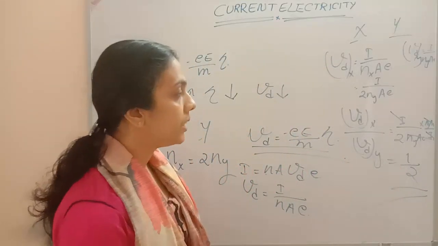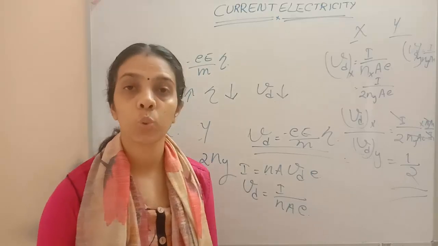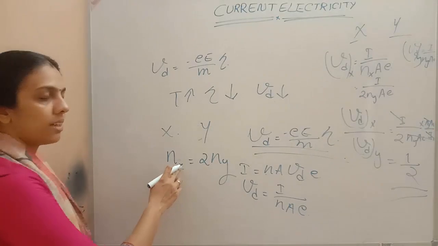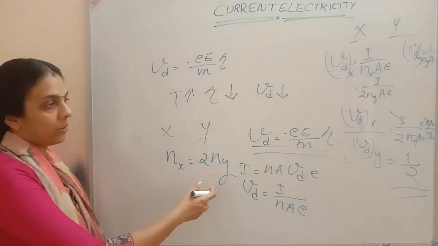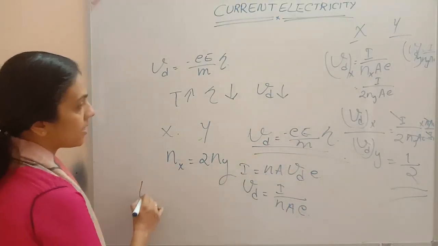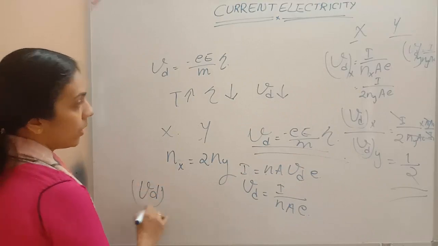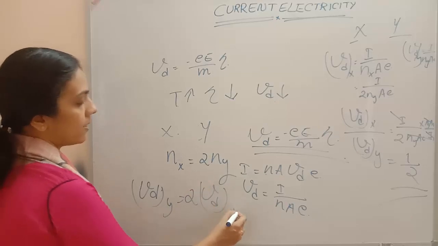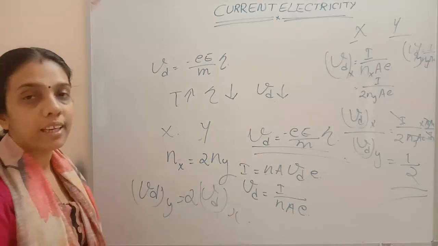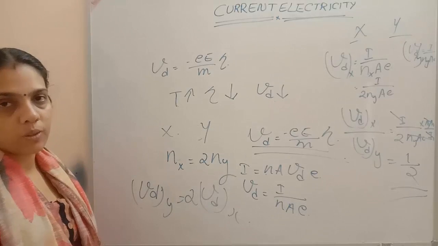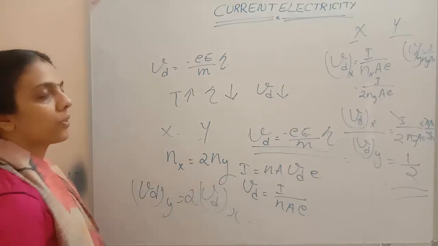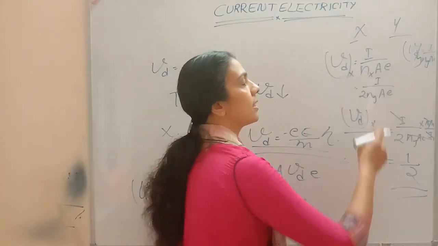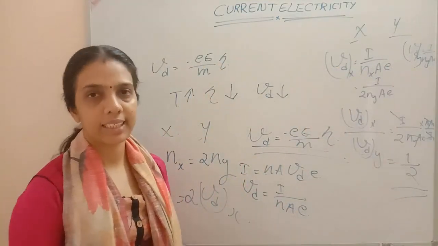That means Vd of Y will be equal to twice that of Vd of X. Here nx is equal to twice ny. So the final answer is Vd of Y equals 2 times Vd of X. As the number density increases, what will happen? Drift velocity decreases. As the number density increases, drift velocity decreases.